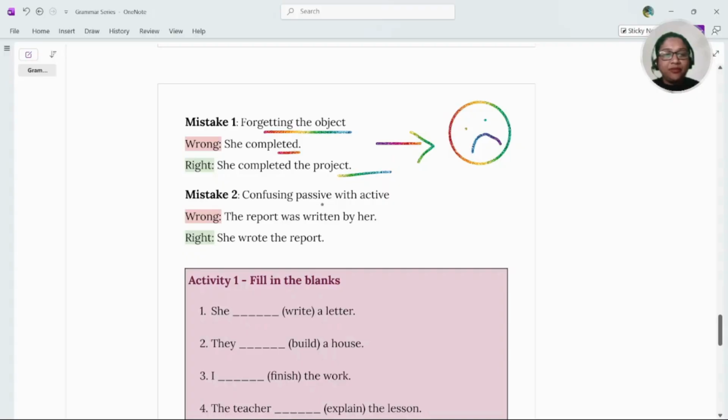Mistake 2, confusing passive with active. That is again rare, all right, but happens sometimes. If you can look at the example itself, the report was written by her, it is purely passive. However, the active voice sounds like she wrote the report. Correct? Okay, guys, so these are the two mistakes which are pretty rare, but they can be committed sometimes. People can go confused when they're talking, so that's okay. We just covered that for you right now.